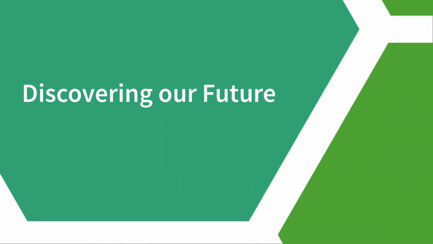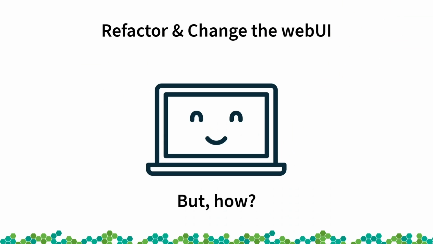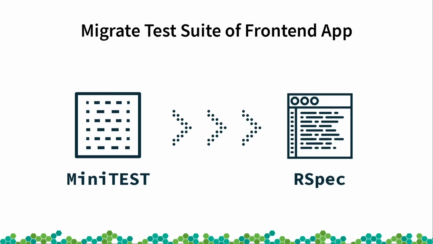Okay, the future. We are having a workshop to think about what we want in the future, what we want to change, what we want to achieve. So the first one is to refactor and change the web UI. Why? Because it's old. When we show the web UI, we can see it's old-fashioned. So first, we have to migrate the tests.